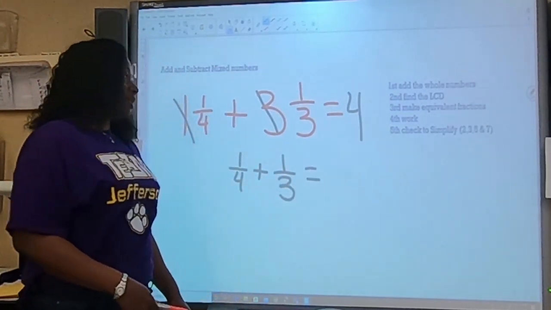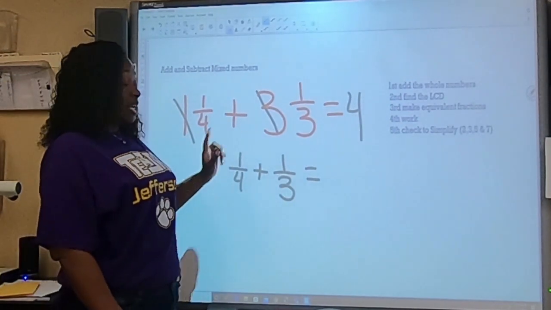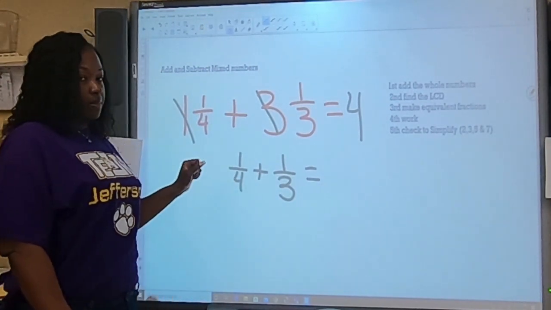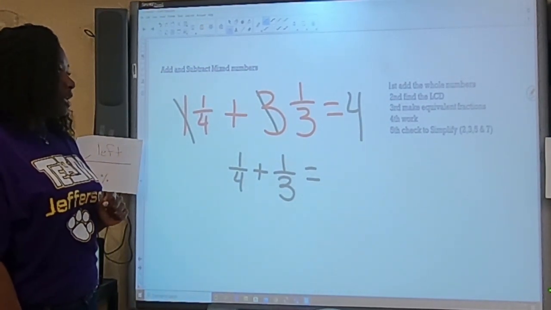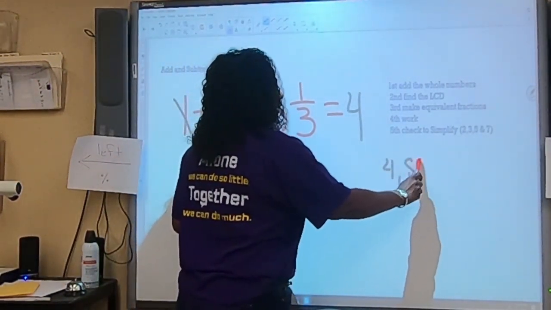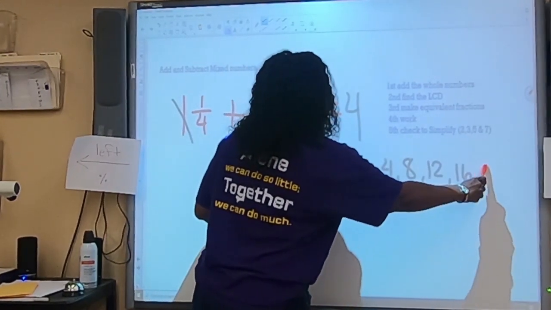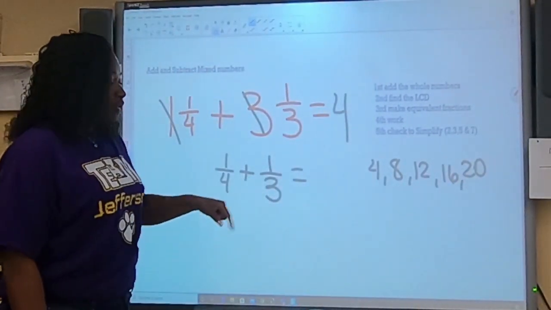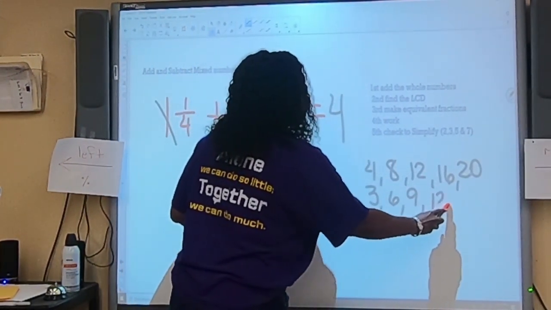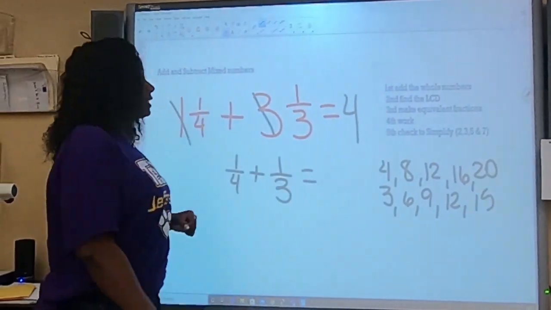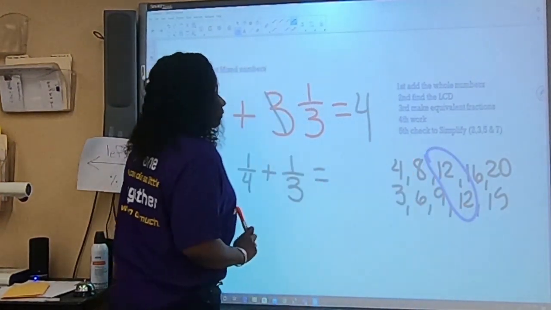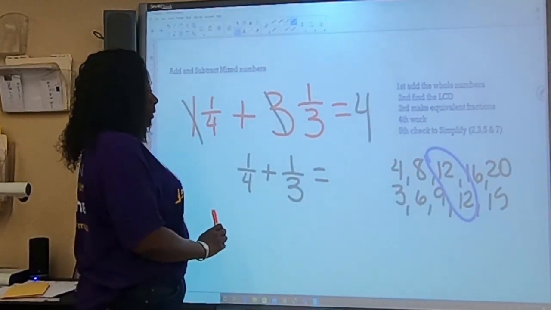In our previous lesson, we went over the steps to add fractions that do not have the same denominator. Because our denominators are different, we cannot just work them. We have to make them have the same denominator. So I'm going to write my multiples for 4: 4, 8, 12, 16, 20. And then some multiples for 3: 3, 6, 9, 12, 15. And I see that they share 12. So my LCD will be 12.